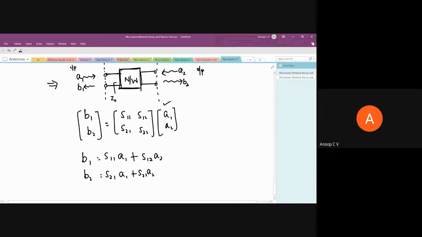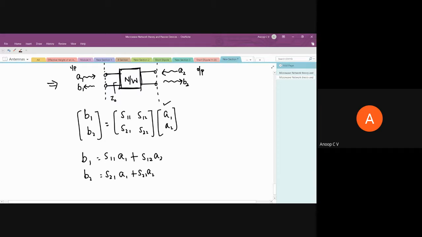And similarly, B2 will be the output at port 2. And of course there will be some other loads, or maybe free space, or if it is open, then there will be a reflection here as well. Or else, if you are giving A2 as input to port 2, B2 will be reflected. So if you give A1 and A2, I'm assuming that in both ports we are giving inputs.